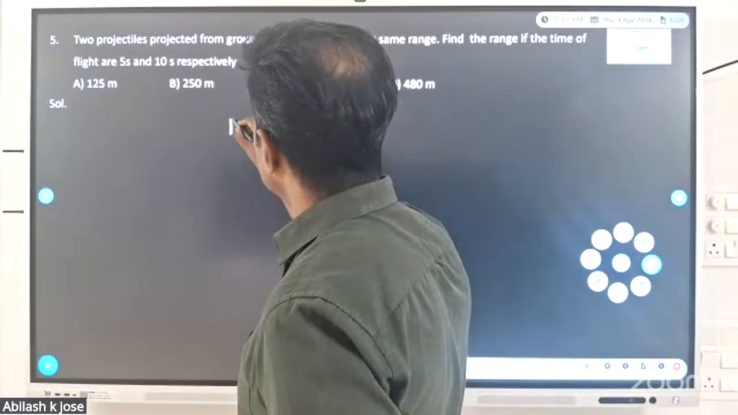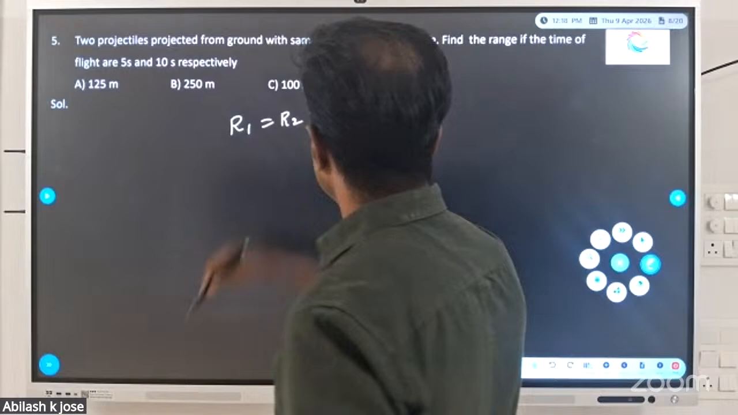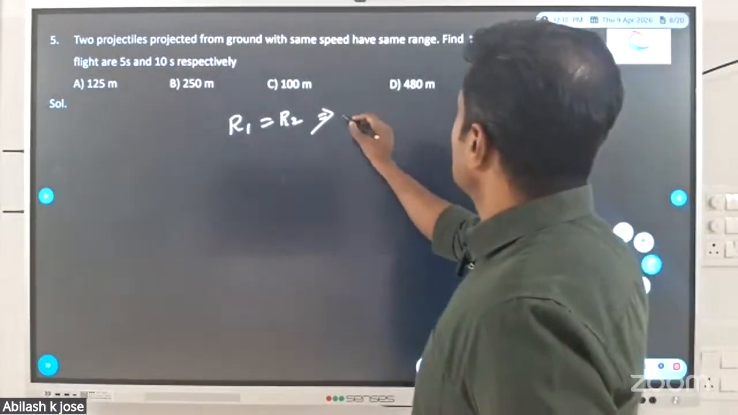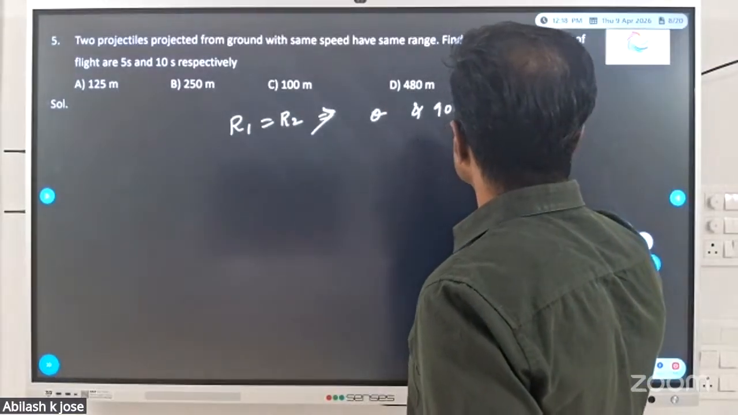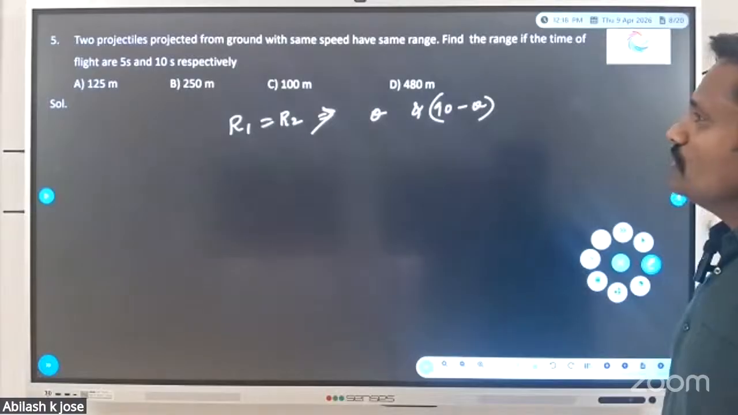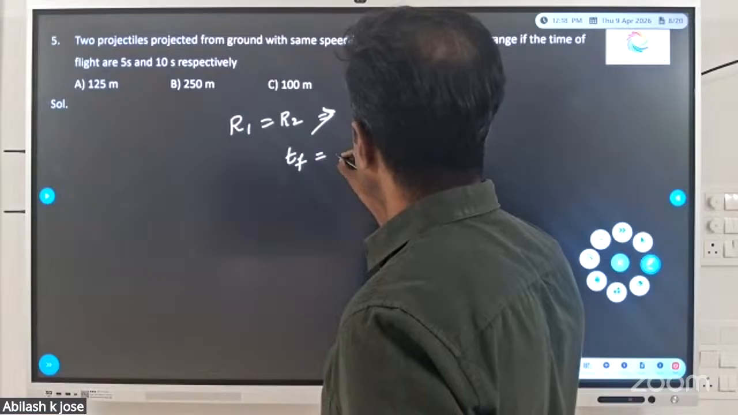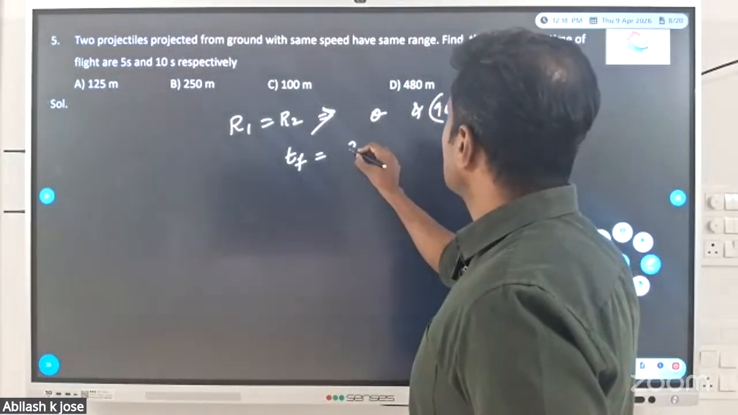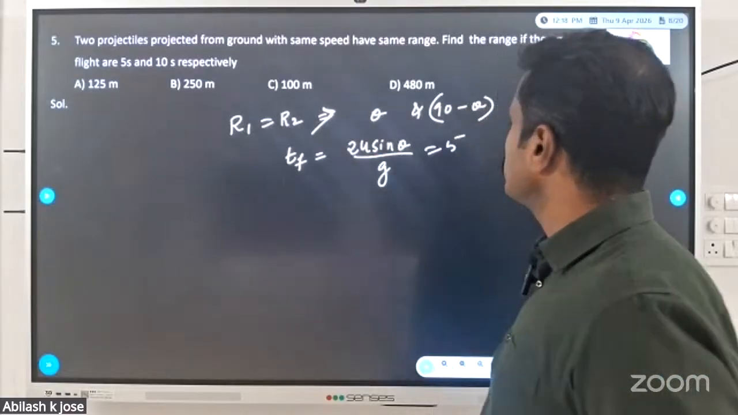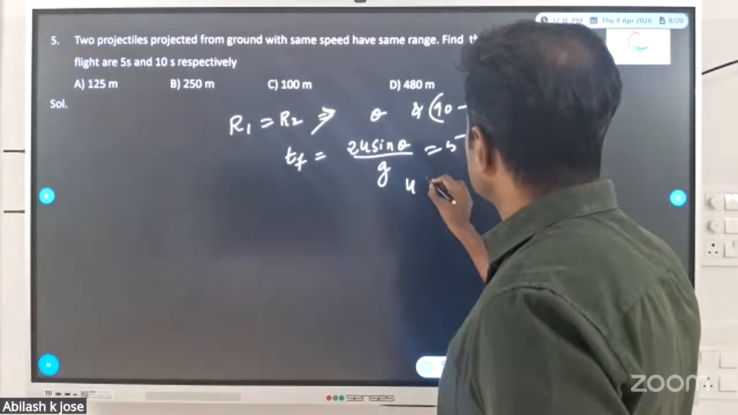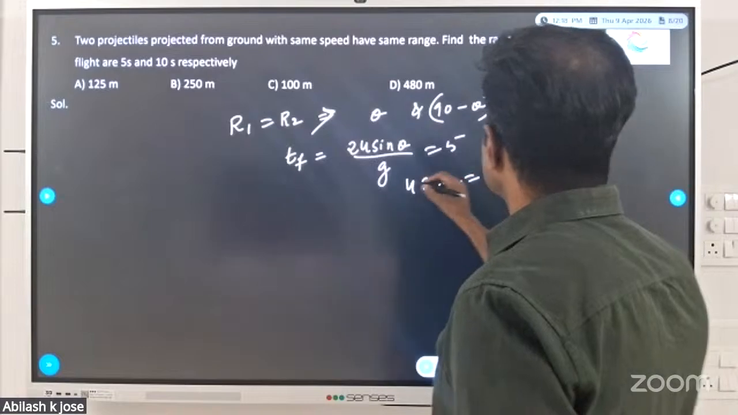We know that the condition for having the same range, R1 equal to R2, is that the angles are complementary. That is, for theta and 90 minus theta, the range will be the same. The time of flight in the first case is given as 5 seconds. So time of flight is equal to 2u sin theta by g, which is equal to 5, and u sin theta is going to be 25.